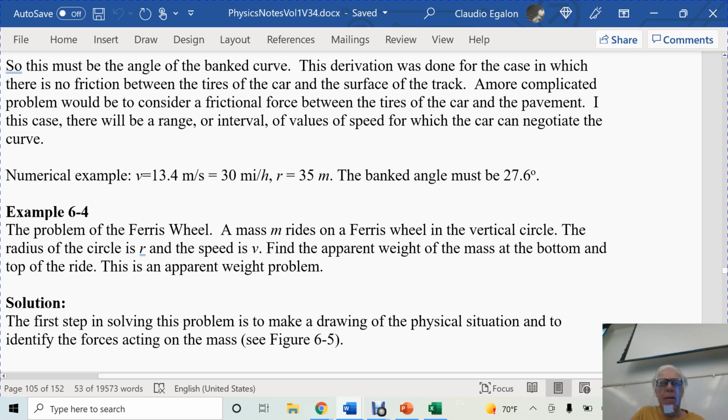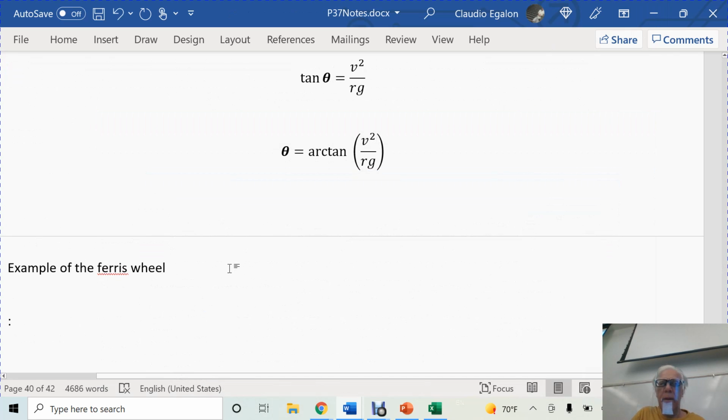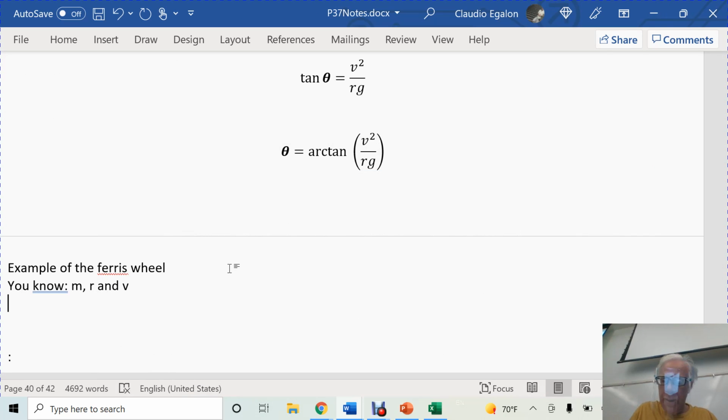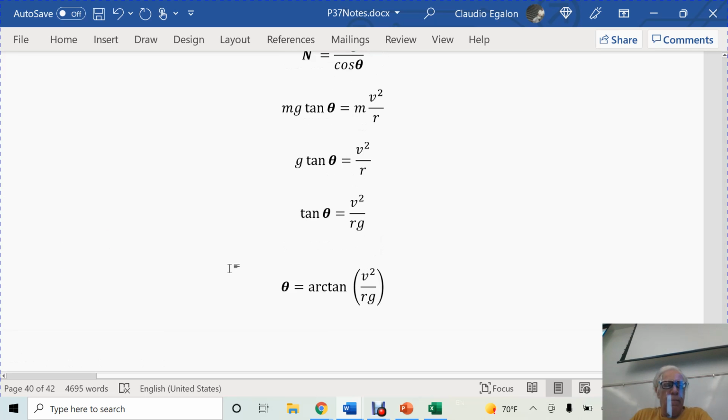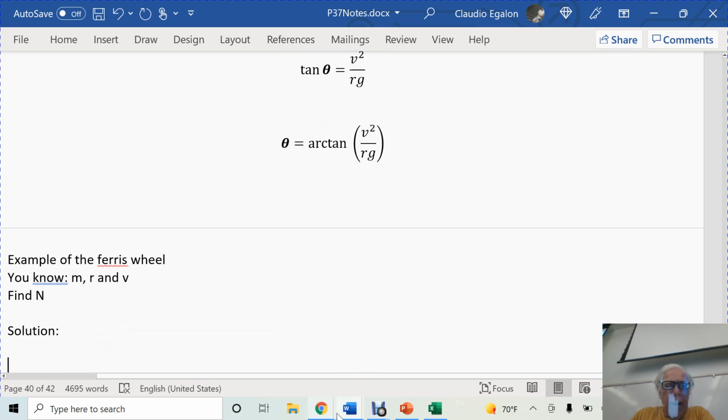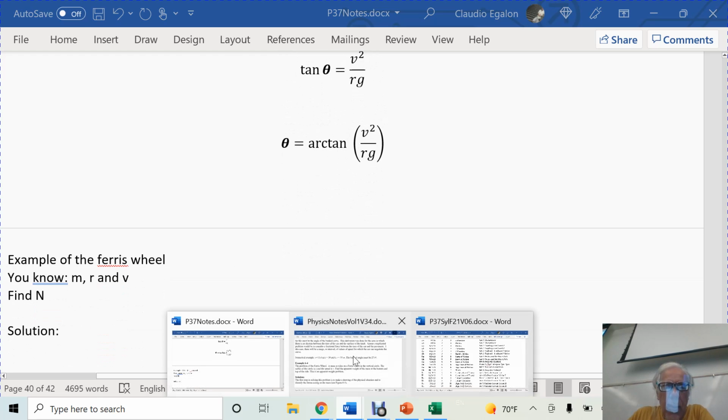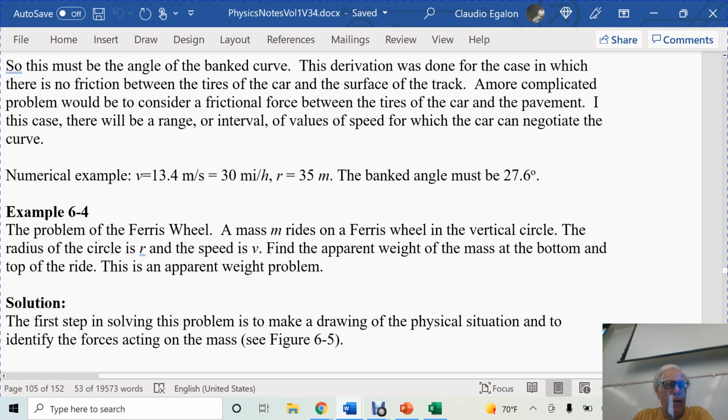Okay, so you know m, r, and v. Find n. Okay, solution. We want to find the apparent weight at the bottom and top of the ride, both places.